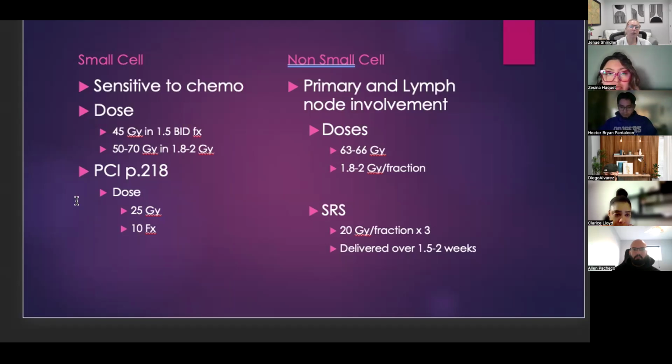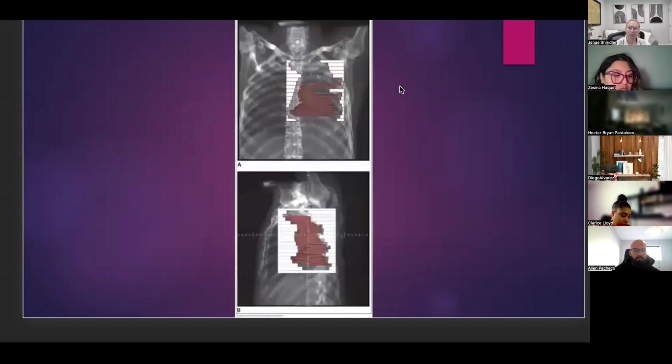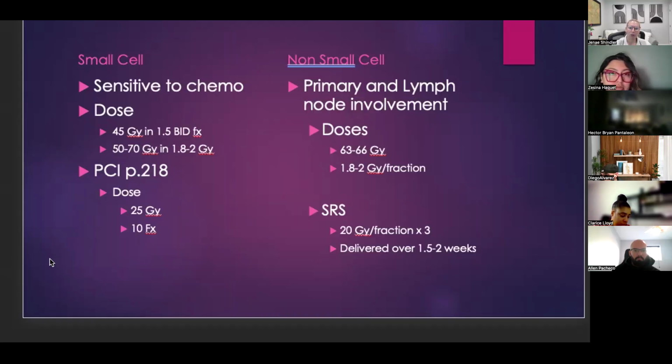Oh, this is prophylactic cranial radiation. Again, we used to treat small cell lung cancer, and then on top of the regular big field to the lung, we used to also treat the brain with it, because we knew that the odds were very high that it would metastasize to the brain. Again, if you did do that, which we don't anymore, the dose would be 10 fractions for a total of 25 gray prophylactically to the brain.